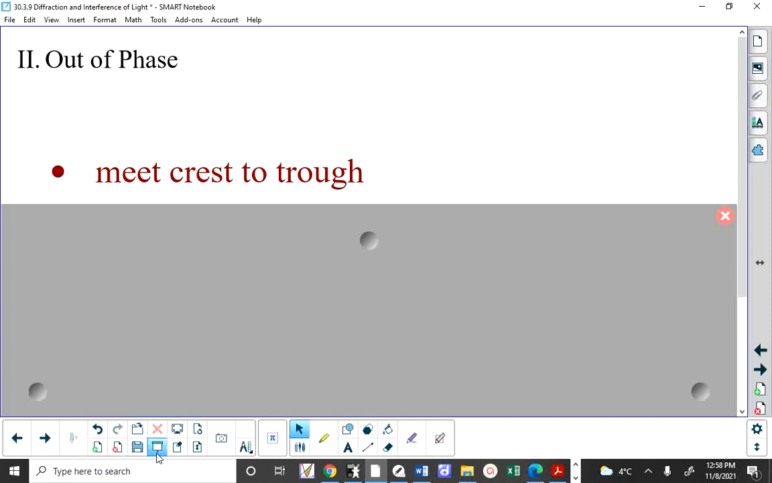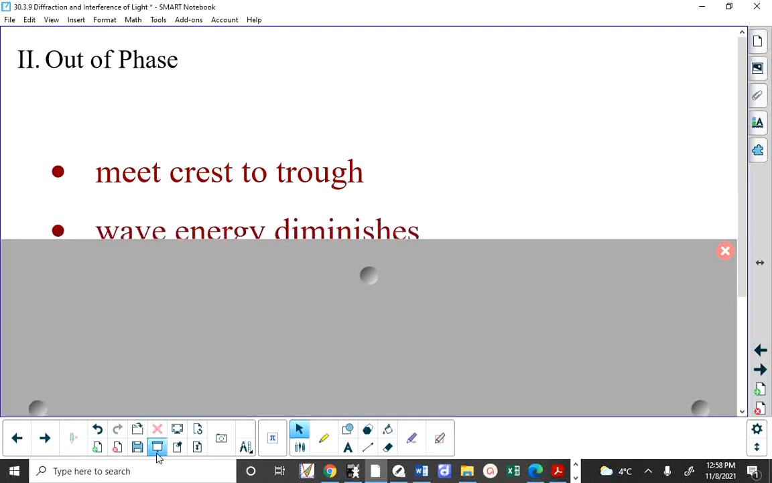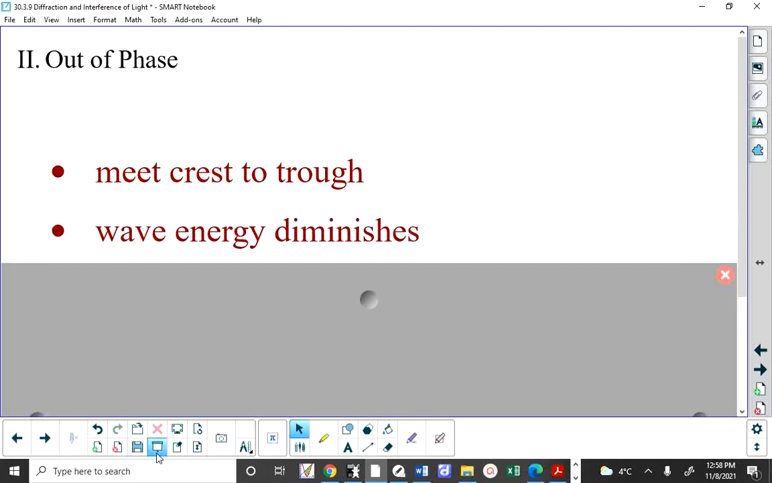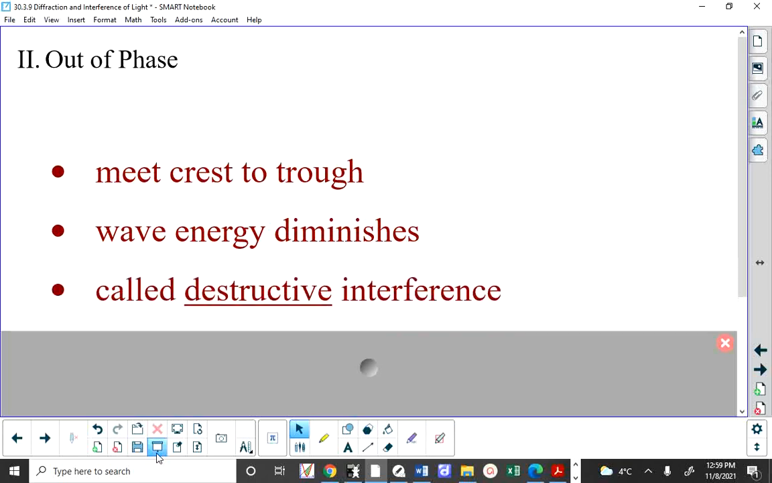When they're meeting in phase, I could say crest to crest or trough to trough. When they're meeting out of phase, I guess I could say crest to trough or trough to crest. There's really no difference. So what's happening here is one of the waves, even though they're on top of each other, and when they're on top of each other, you can't see the waves separately. One of the waves is attempting to push the water, say, up, while the other wave is attempting to push the water down. And because pushes are forces, those two forces add by canceling each other. So the wave energy diminishes, it decreases. It doesn't add up, it gets smaller. And this is called destructive interference.